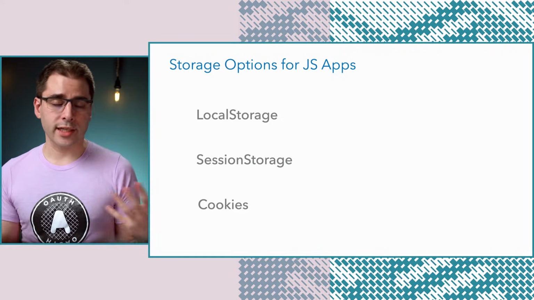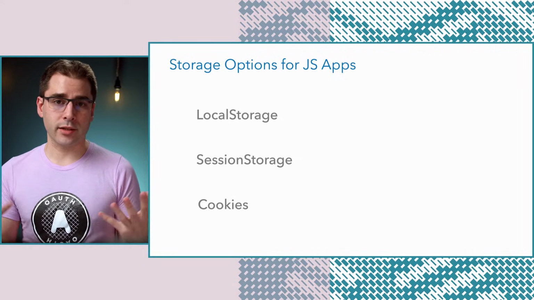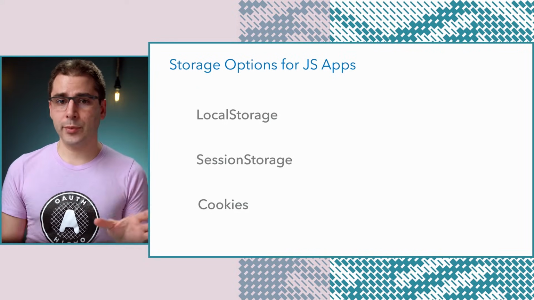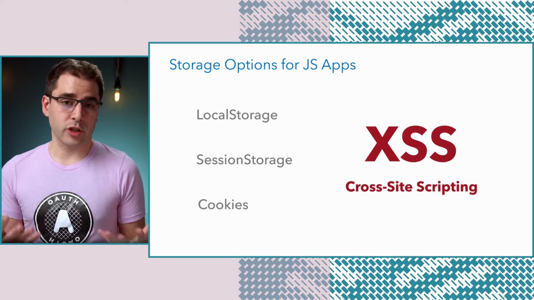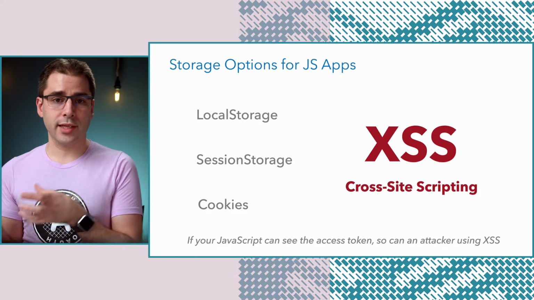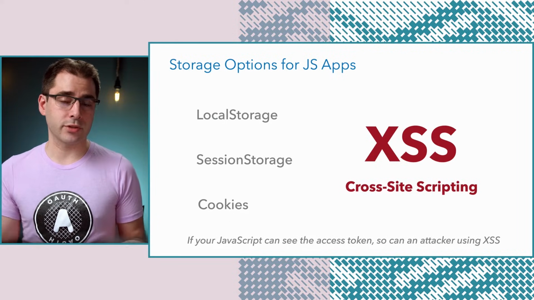Local storage is more or less permanent. Session storage is designed to be only active when the current window is open. And then cookies are kind of the old way of doing it that are just awkward. But all of these APIs have the same problem, which is that they are vulnerable to cross-site scripting attacks. In other words, if your JavaScript can read that access token out of that storage, so can an attacker if they have cross-site scripting access.